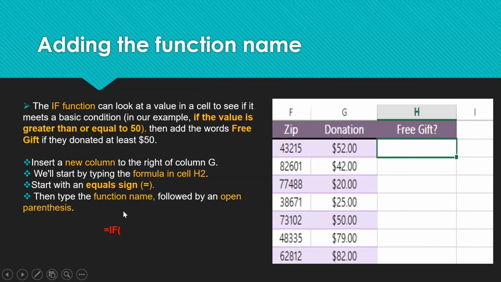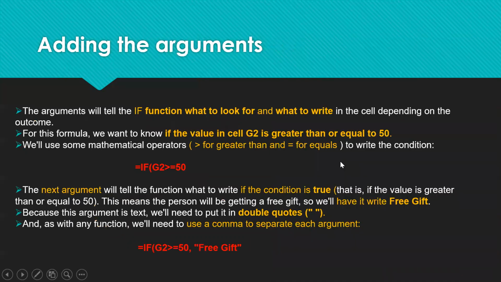And we started writing the formula. So the function name is IF. We start with equals IF and open brackets, and then we have to write the formula. As I said, the formula is G2 is greater than or equal to 50. So if it's 50 or above 50, we have to write free gift.